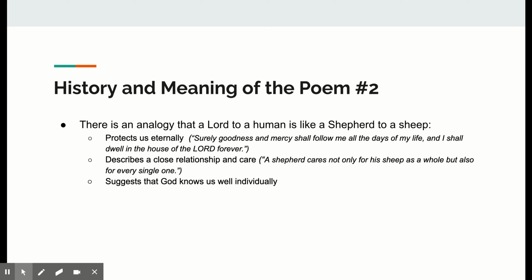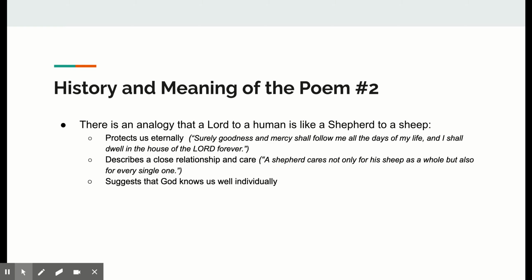The Lord is my shepherd serves as the analogy that a God to a human is like a shepherd to a sheep, and has several deeper meanings. Firstly, it describes a close relationship and care for humans from God's side, quoting, "A shepherd cares not only for his sheep as a whole, but also for every single one," and indirectly suggests that God knows us well individually.